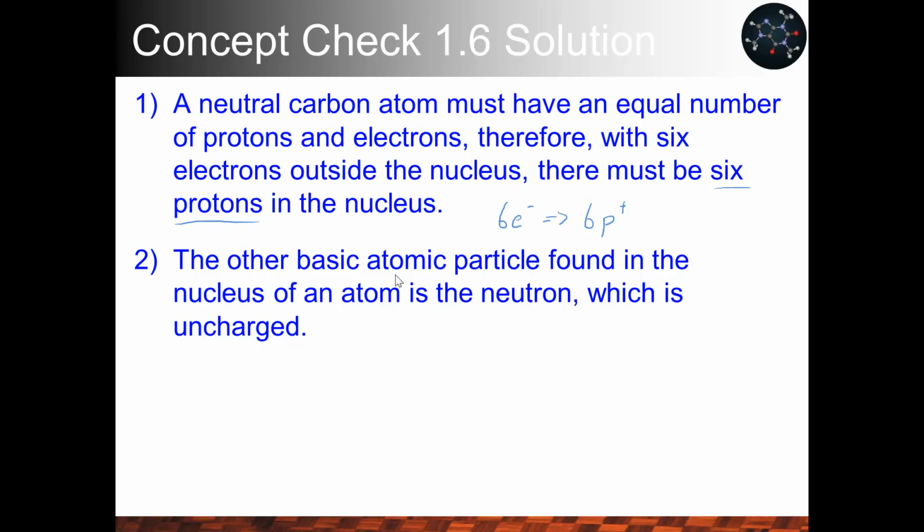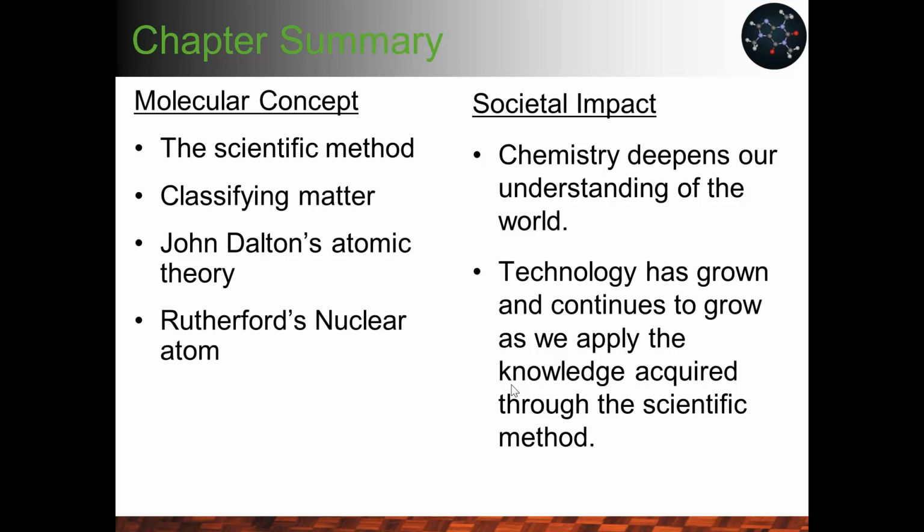If you have an atom, the other thing you can find in there are neutrons. We represent that by an N with a 0 superscript next to it. That's our neutron symbology. Okay? So this chapter is finally over.